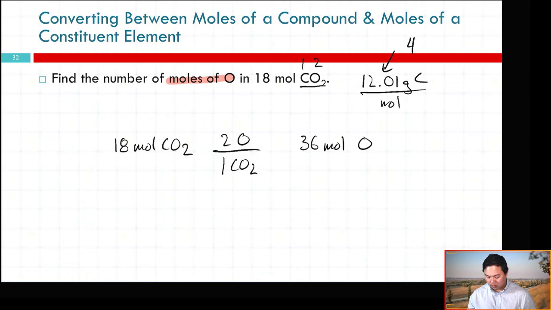And then I think, too, for the sake of clarity, you could also write this out as two oxygen atoms is equal to one CO2 molecule.